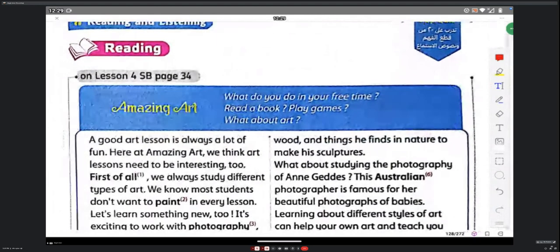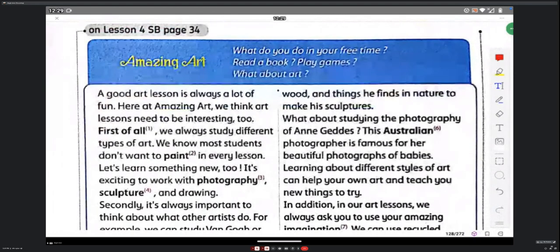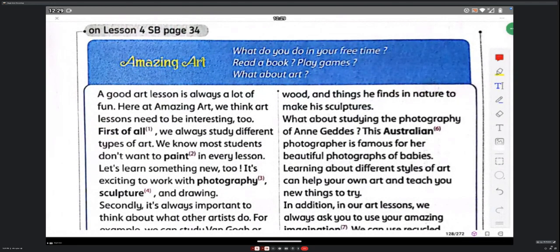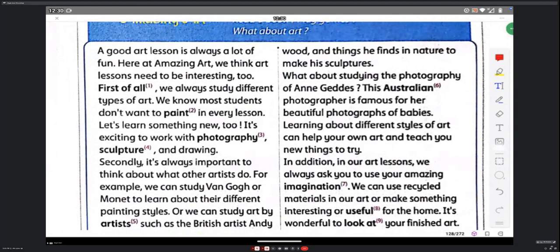Reading and listening. Amazing art. What do you do in your free time? Read a book? Play games? What about art? A good art lesson is always a lot of fun. Here at Amazing Art, we think art lessons need to be interesting too.